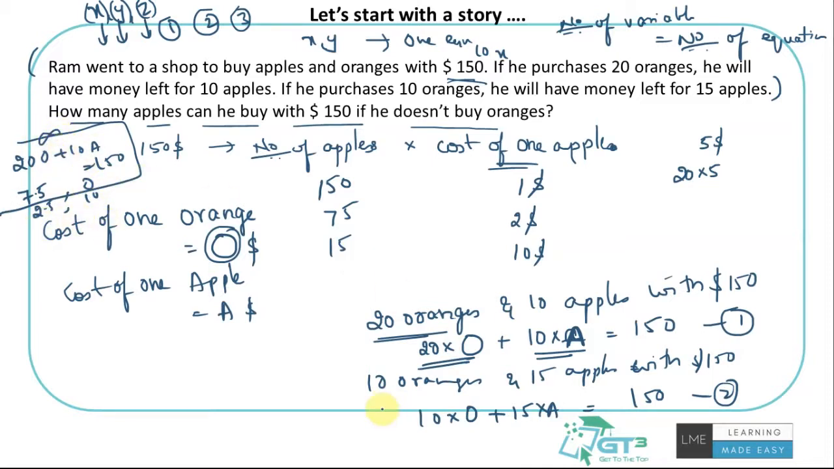If I have two equations like this and there are two variables, O and A, I am bound to get one unique solution for O and A. There are cases where you won't. There is a chance of getting infinite solutions despite having two equations, or maybe no solutions. That is discussed in depth in algebra. You can watch those videos if you are interested.